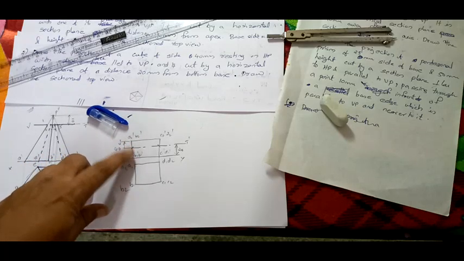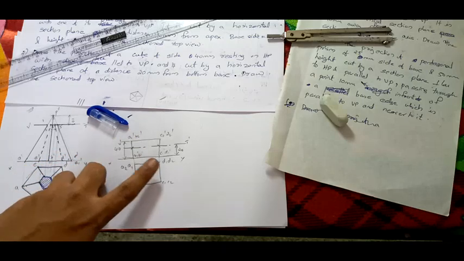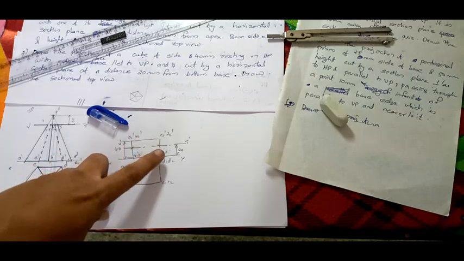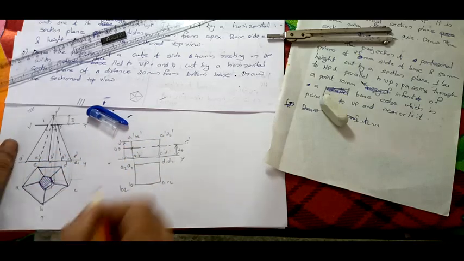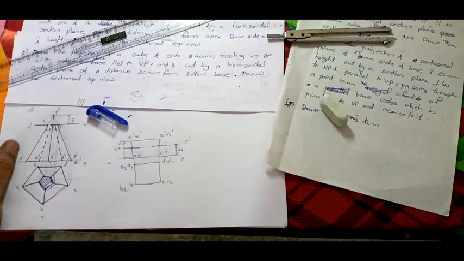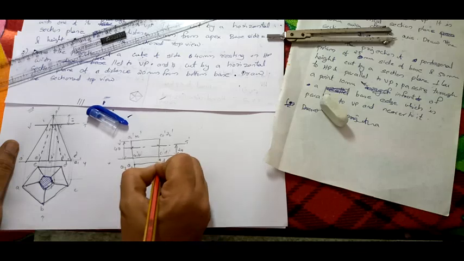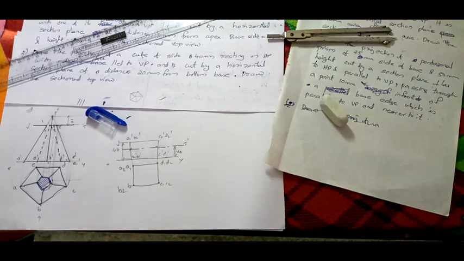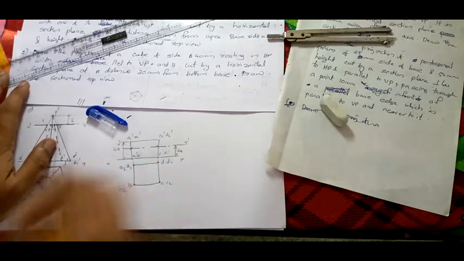Similarly, here it is cutting on C1 dash C2 dash and D1 dash D2 dash. So A1 dash A2 dash is this point, right? B1 B2 is this point, right? C1 C2 is this point and D1 D2 is this point. So actually it is cutting the whole portion.